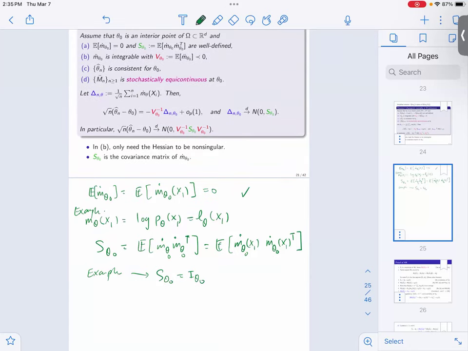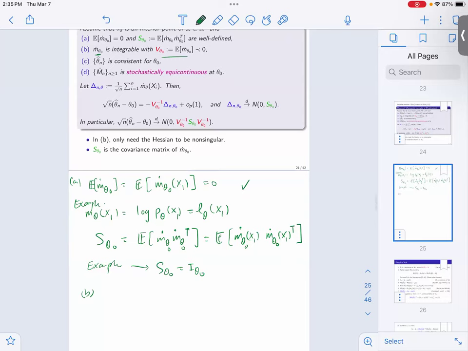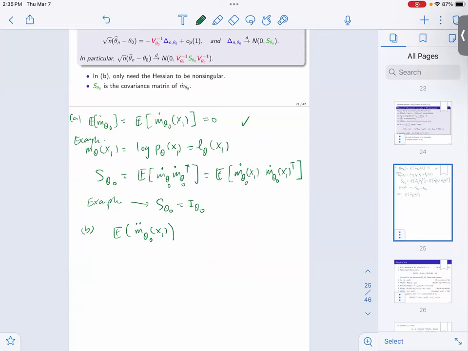Basically, in the case of the score, we want the zero mean and the covariance matrix to exist. And then we want the double dot, the second derivative, to be integrable and strictly negative definite. So this condition B is basically saying that we want this quantity to exist, meaning the expectation exists, and to be strictly negative definite. So in the case of the MLE, what would this be? This is the Hessian of the log likelihood, but what is the expectation of the Hessian, if you remember?